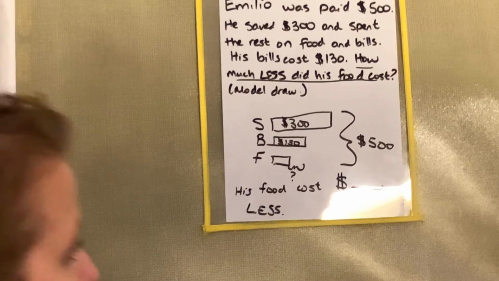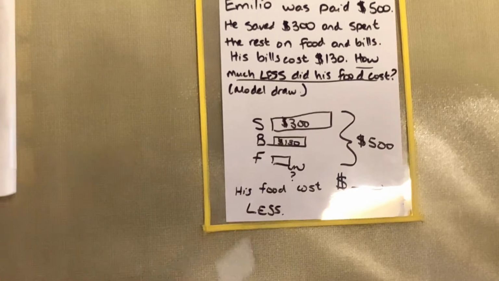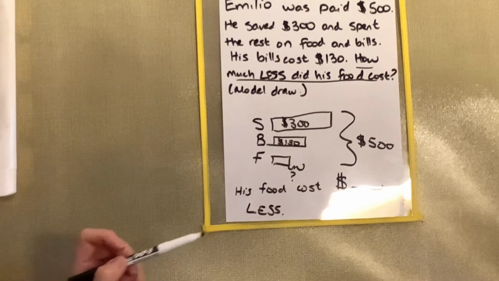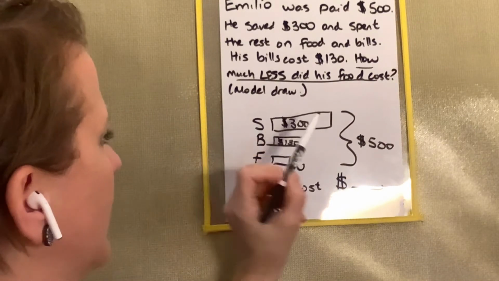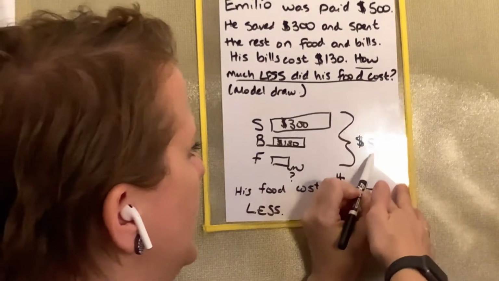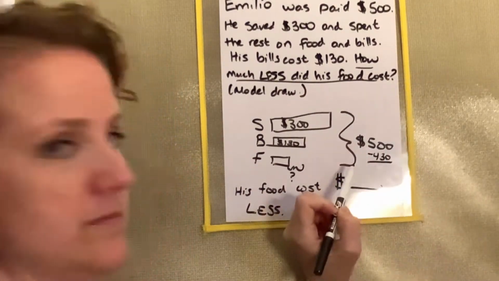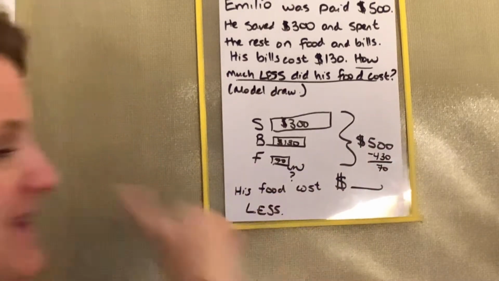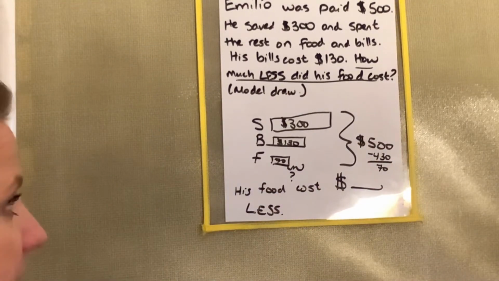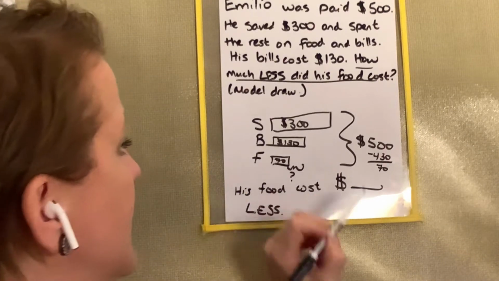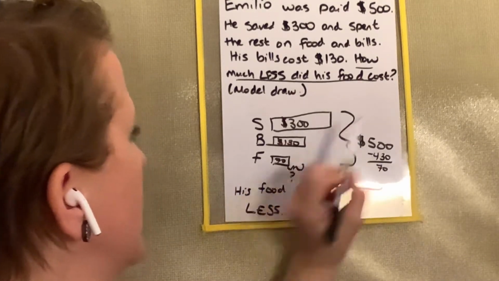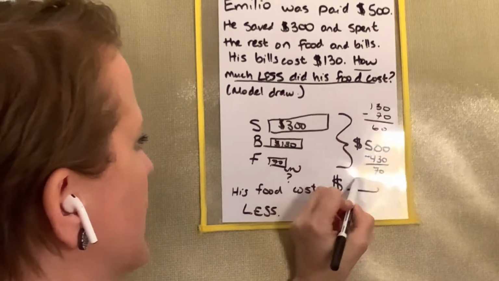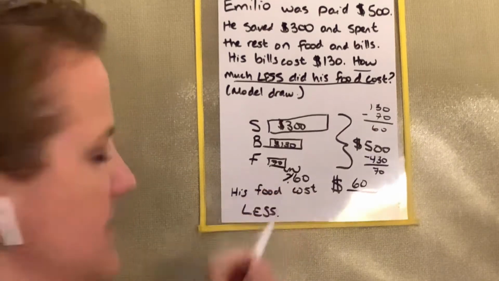So remember, we've talked about this. We worked on this yesterday. We want to add these two, so 300 and 130. That's 430. So now, totaling those at 430, we want to subtract 430 from our total, okay? Which gets us 70. That is what his food costs, but that is not the answer to the problem, okay? Because again, we're trying to find how much less. So now we can subtract 130 minus 70 to get our answer, which is $60.